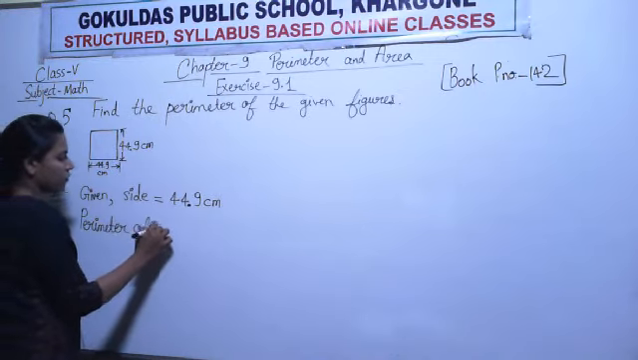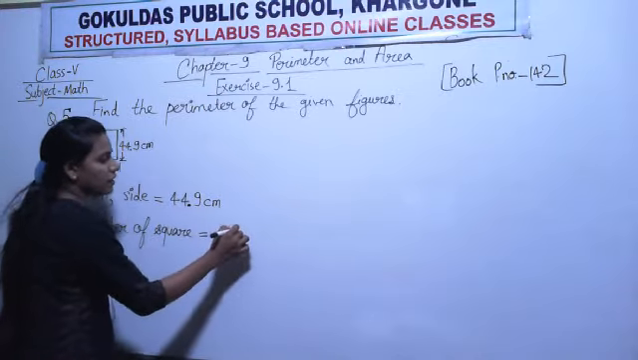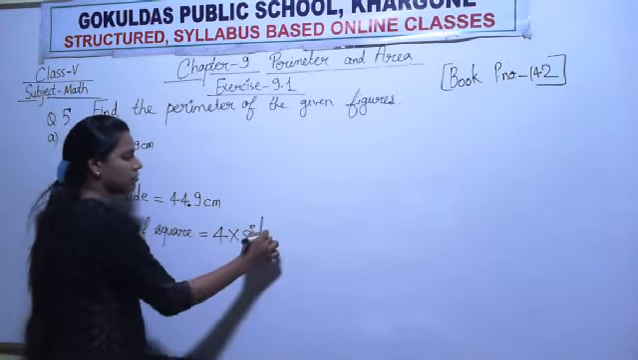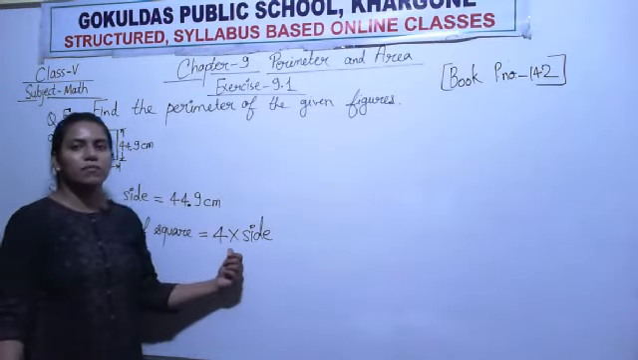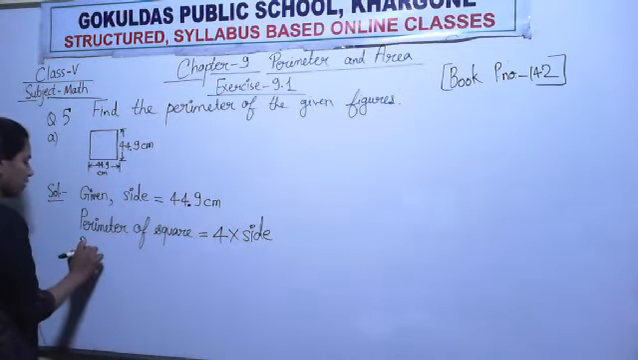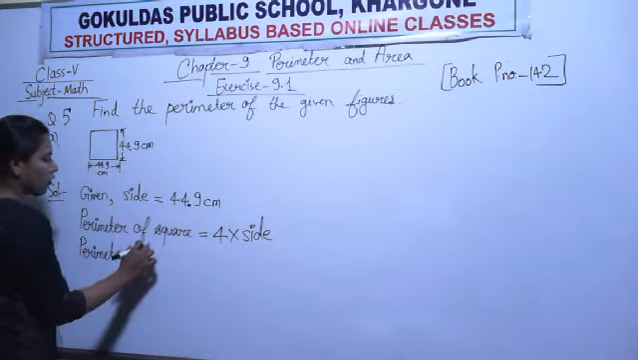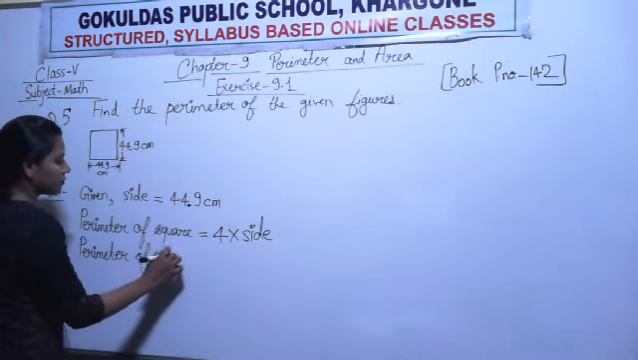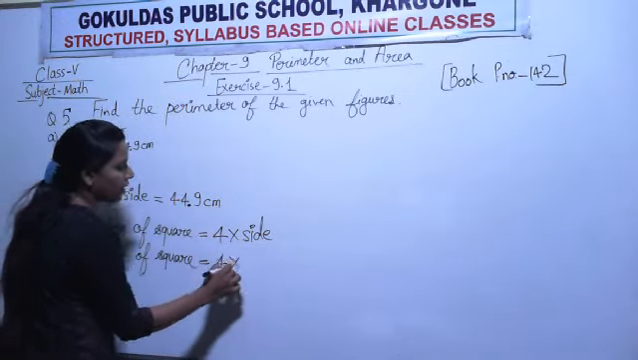Perimeter of square is equals to 4 multiplied by side. We have this formula. Perimeter of a square is equals to 4 multiplied by side. Now put the value of side in the formula. Perimeter of a square is equals to 4 multiplied by side.